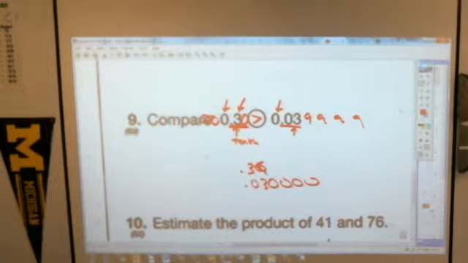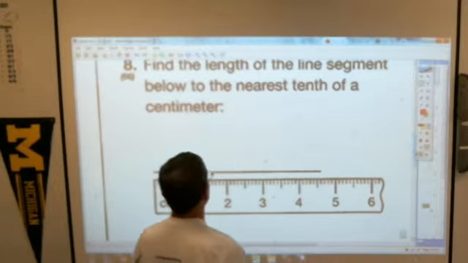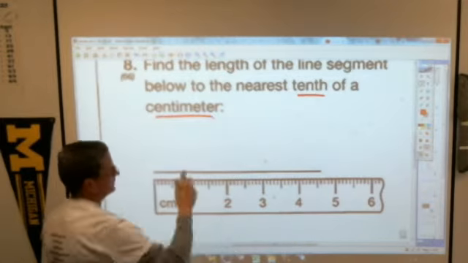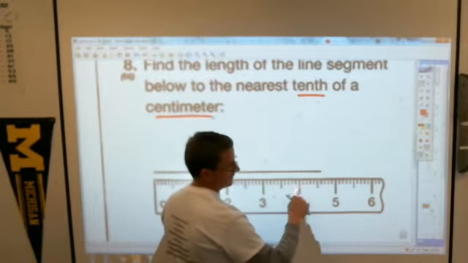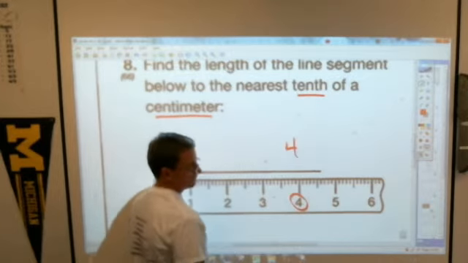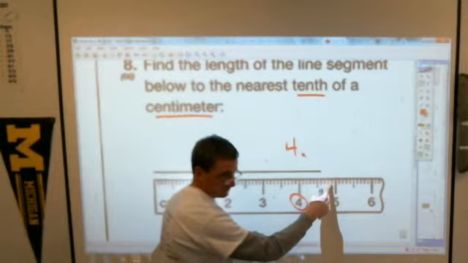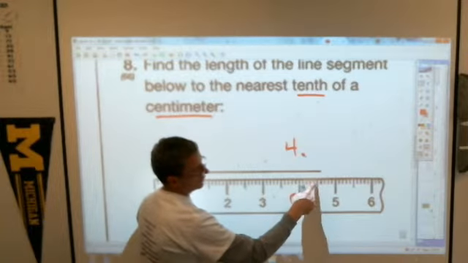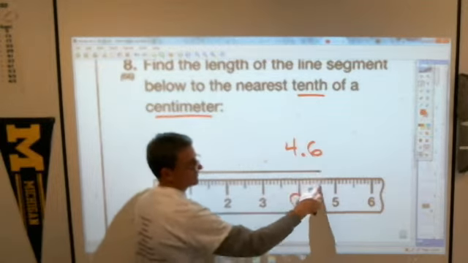Colin? Number 8. Number 8, ladies and gentlemen. First of all, number 8 says round to the nearest 1/10 of a centimeter, which, by the way, all of these are tenths of centimeters. How many whole centimeters is it? 4. And then you just have to put the decimal point and then count how many spaces come after the 4, not lines, because you'll get it wrong if you count this as 1. 1, 2, 3, 4, 5, 6. It's 4 whole centimeters and 6/10 of the next one.